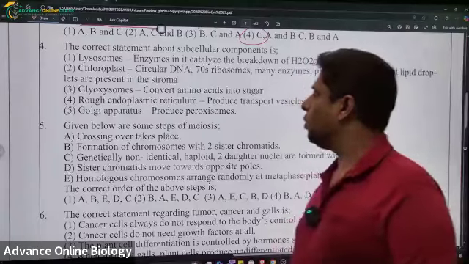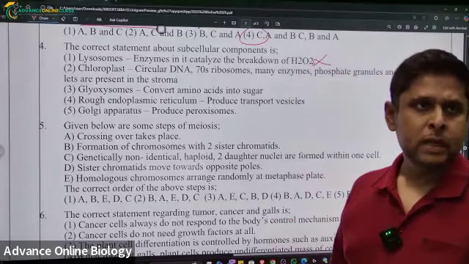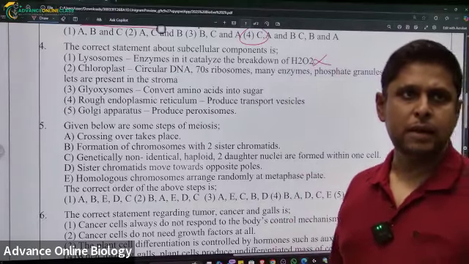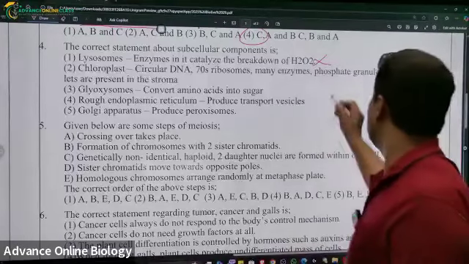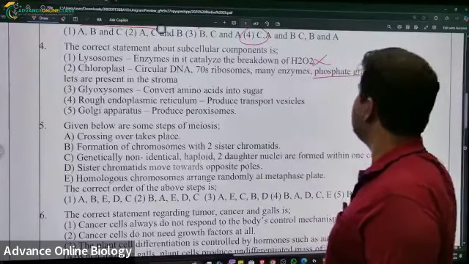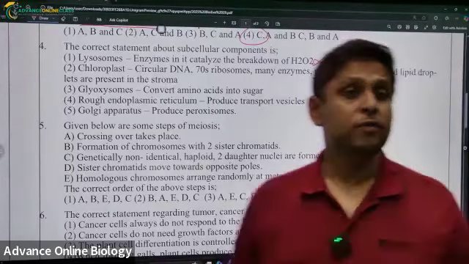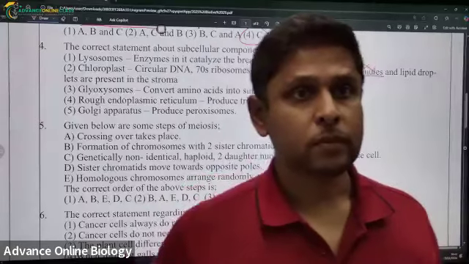No. Chloroplast, circular DNA, 70S ribosomes and many enzymes. Phosphate granules. Wrong. Where do you find phosphate granules?